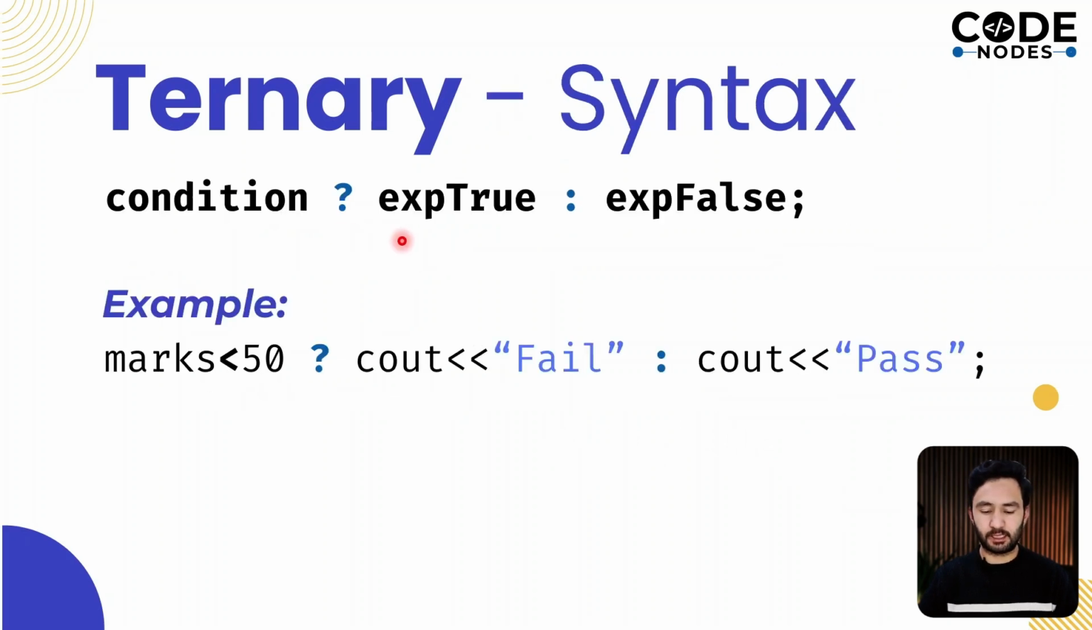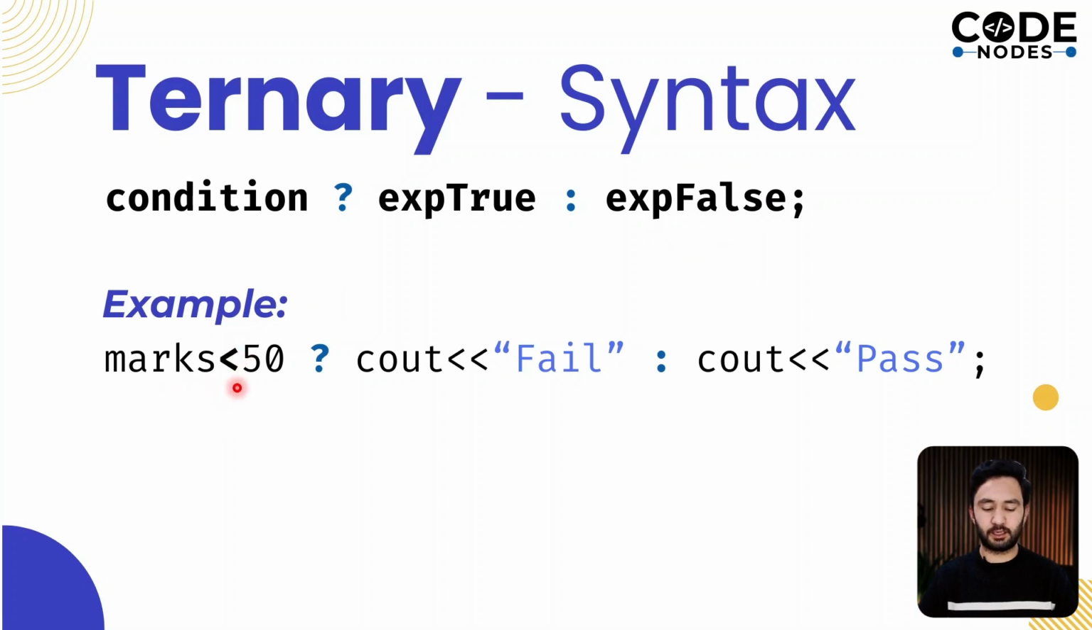So this is the general syntax of the ternary operator in C++. The condition goes first, followed by the question mark. If the condition is true, then this expression is evaluated, or if the condition is not true, then this expression is evaluated. As you can see, there is only one semicolon here because the whole ternary operation is considered a single expression. For example, if the condition is true, then the expression is this. If the condition is not true, then the expression is this.